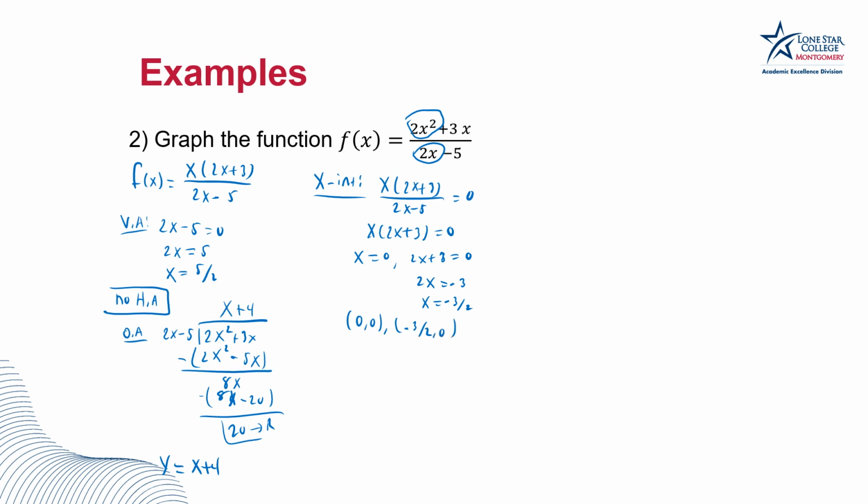Now, to find the y-intercept, we do the same thing. We do the opposite. We set x equals 0 and solve for y, but because we know an x-intercept is (0, 0), that will also tell us that that's also our y-intercept. Okay, so now what we need to do is figure out the behavior of our function.